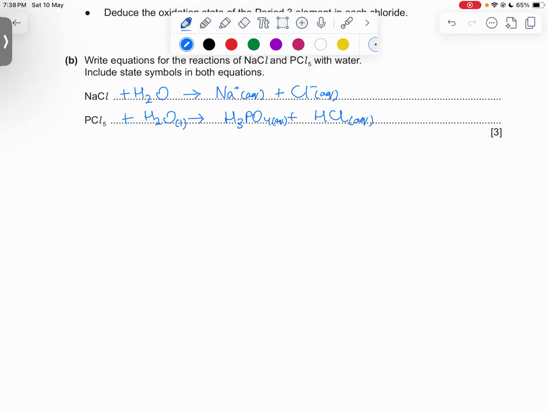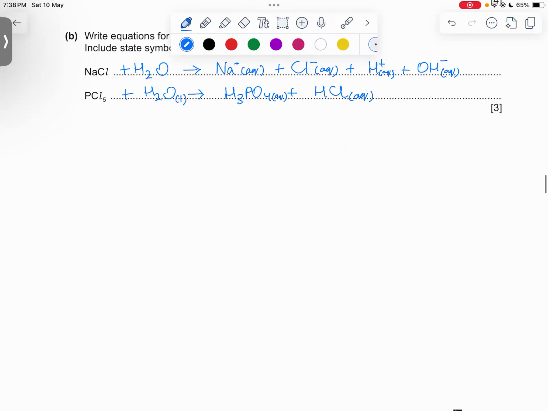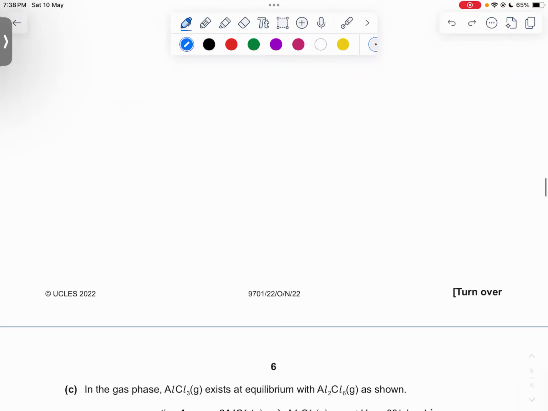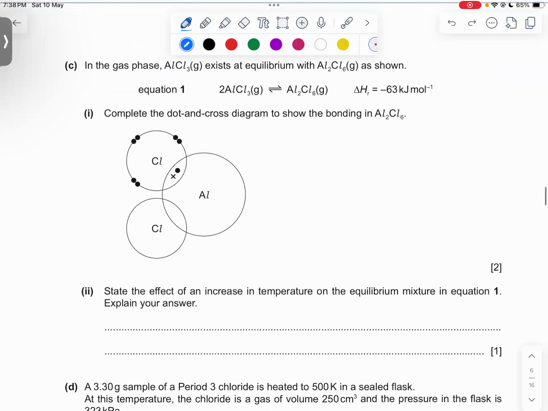Next, for this we can also write H plus and OH minus aqueous. Everything ionizes when sodium chloride is dissolved. For this one, how do we balance it now? Because there are 5 Cl, we put a 5 over here. Because there are 4 oxygens, we put a 4 over here. Because now there are 4 twos are 8 hydrogens. So 3 plus 5, there are 8 hydrogens. Everything is balanced, so nothing to change more. Okay, that is it. Now let's move on to the next question.